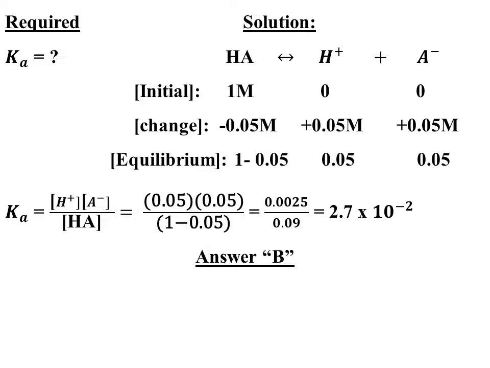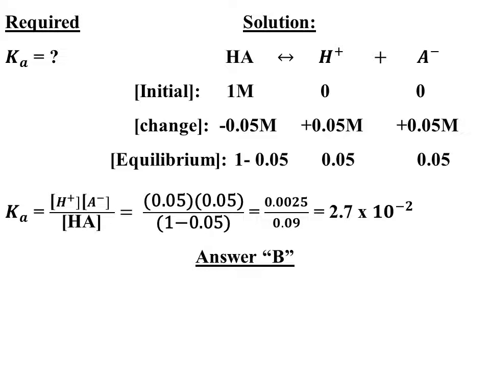Required: the acid dissociation constant Ka. Solution: the monoprotic weak acid HA is slightly dissociated to give H+ and A-. The initial concentration of HA is 1 molar, and initially we do not have H+ and A-. Therefore, the concentration of H+ is 0 and the concentration of A- equals 0.